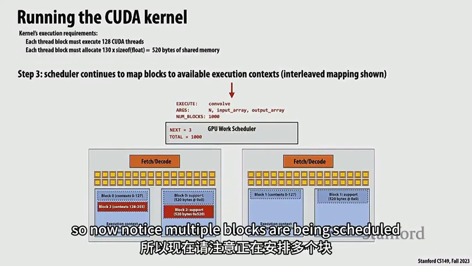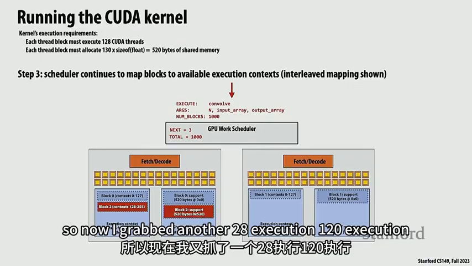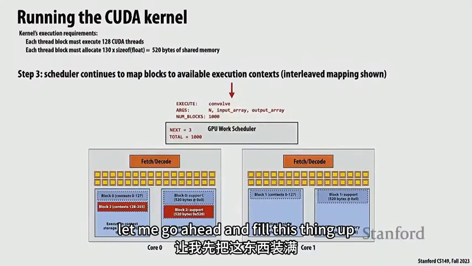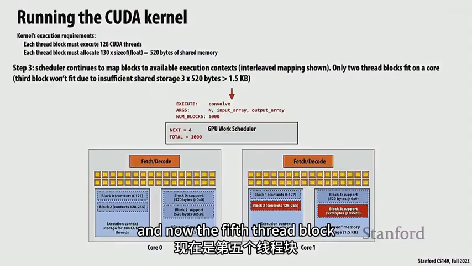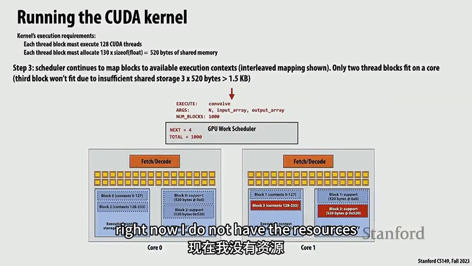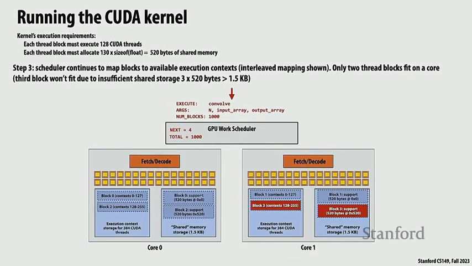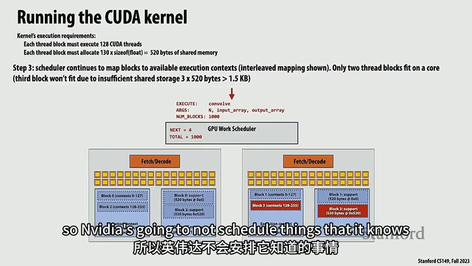So now notice multiple blocks are being scheduled on the same processor. I've got a ton of execution context. So now I grabbed another 128 execution contexts. I grabbed another 512 bytes. Let me go ahead and fill this thing up with the 4th thread block. And now the 5th thread block cannot be scheduled right now. I do not have the resources. I actually have the execution context, but I didn't have the shared memory. In this example, I only had 1.5K of shared memory. So NVIDIA is not going to schedule things that it knows it can't fit.